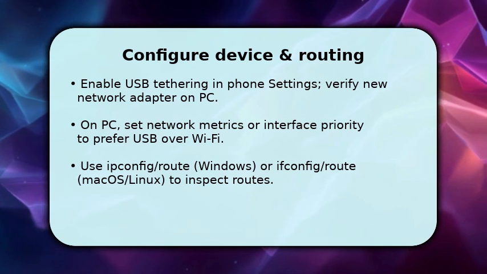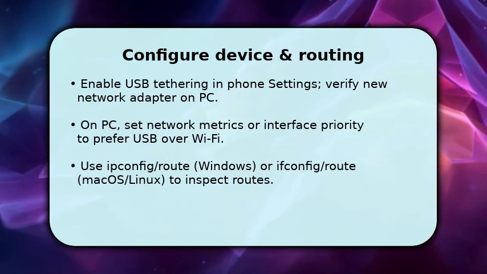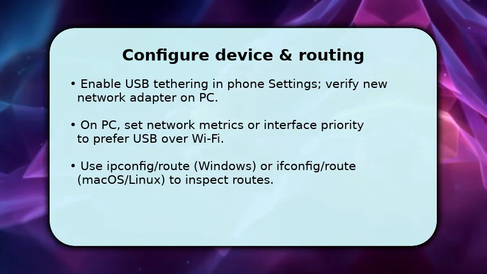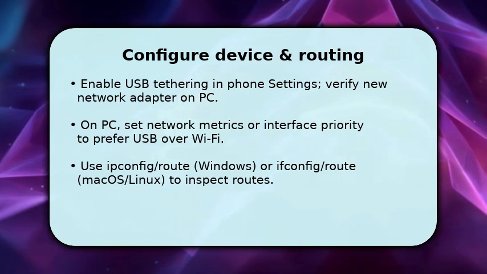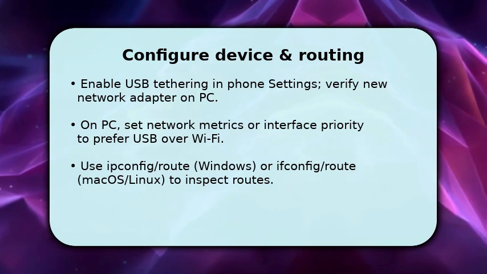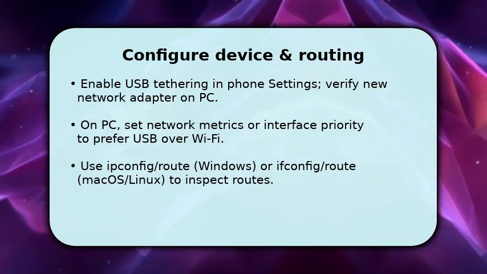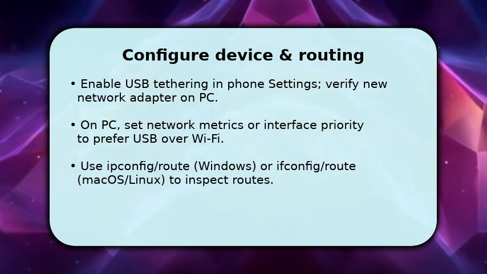On Linux or macOS, adjust route metrics using route or ip route commands so default traffic goes out the USB interface. Once done, confirm with ipconfig or ifconfig that the default gateway is the tethered connection. This ensures your outgoing traffic uses the USB link, while Wi-Fi can remain active for local services.